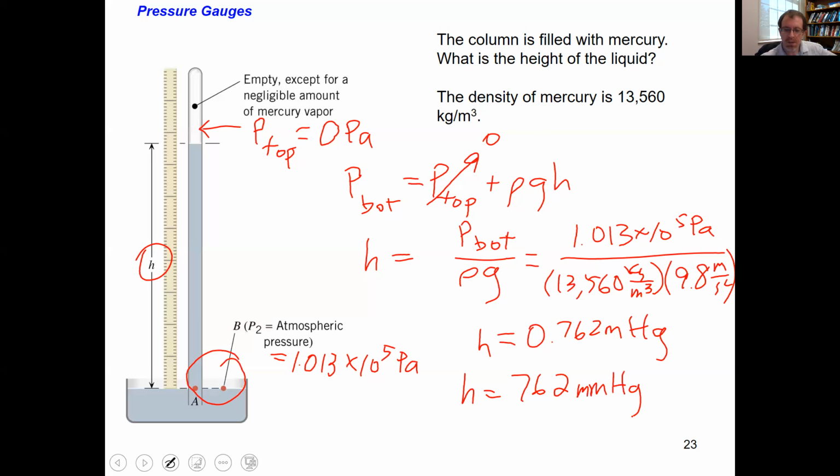This actually was meant to be tacked on the last one, but I lost track of where I was. All right.